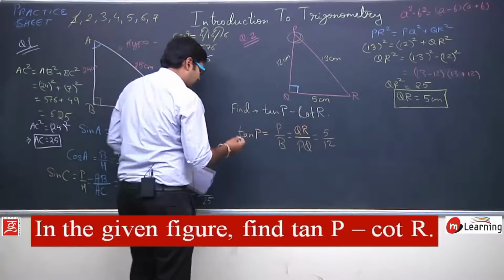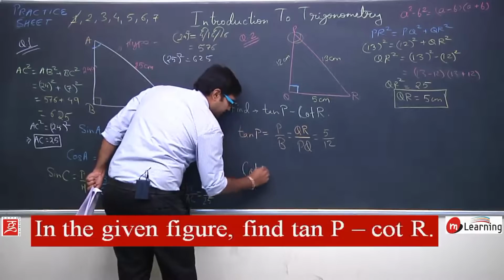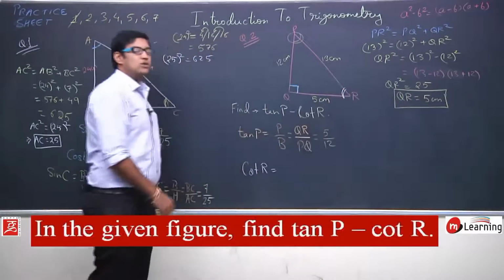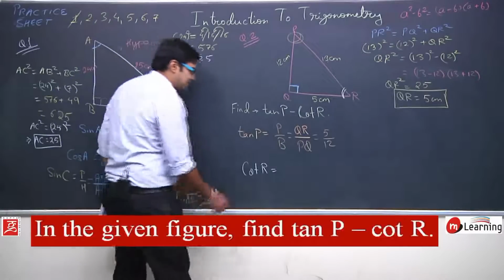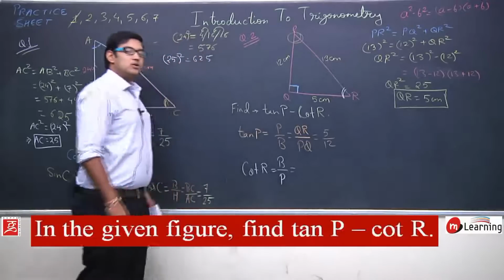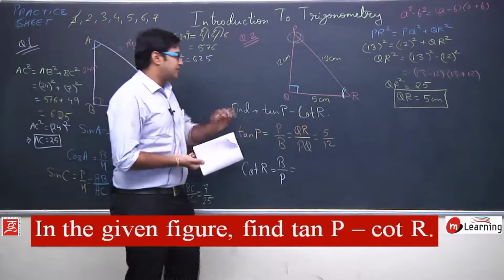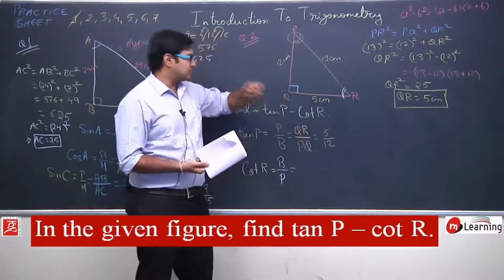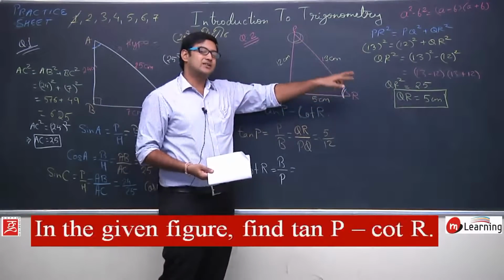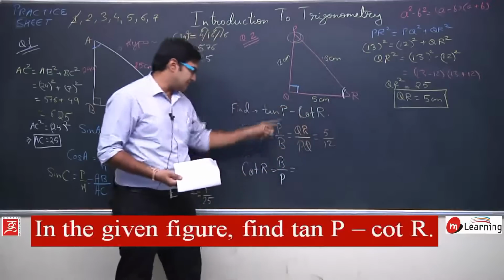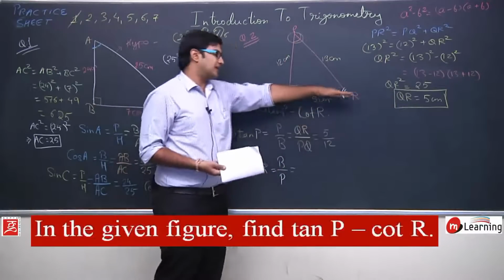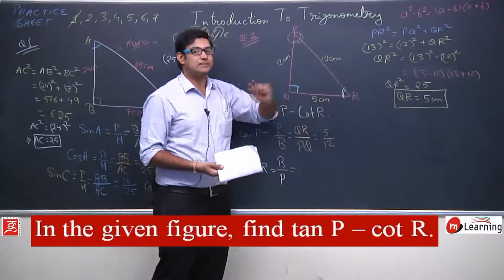Now similarly calculate the value of cot R. So cot R is what? This is angle R. And what is the cotangent ratio? The cotangent is base upon perpendicular. So what is the base with respect to this angle R? I can see this angle R is formed by joining this hypotenuse and this QR. So definitely QR is the base.